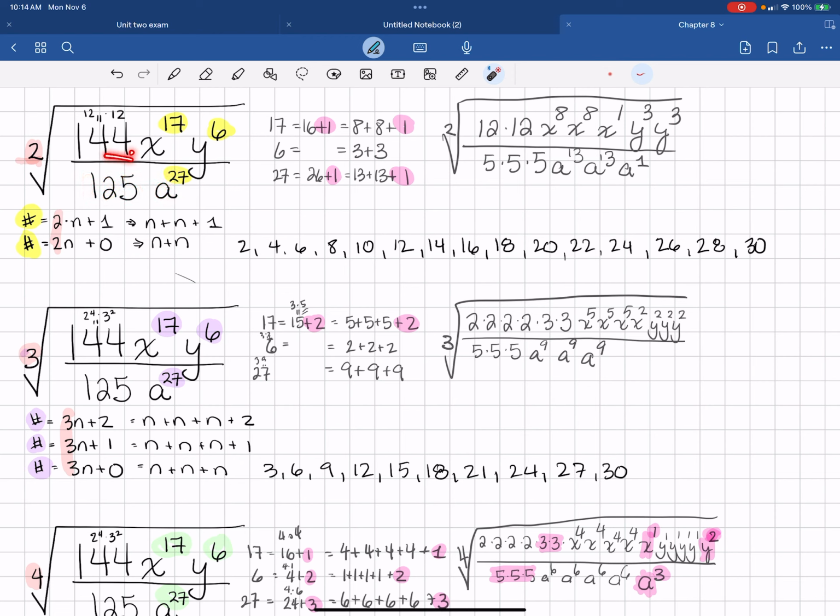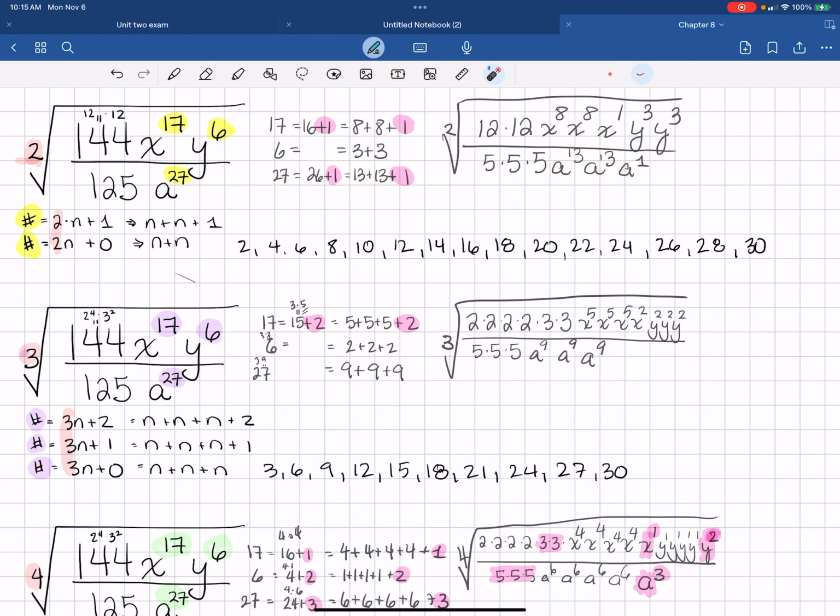So the 144 is 12 times 12. The x to the 17th, notice here I have 17 is 8 plus 8 plus 1, so that's x to the 8th, x to the 8th, x to the 1. Y to the 6th is just y cubed times y cubed. 125 is 5 times 5 times 5. And then 27 is 13 plus 13 plus 1. So we have a to the 13th, a to the 13th, a to the 1.